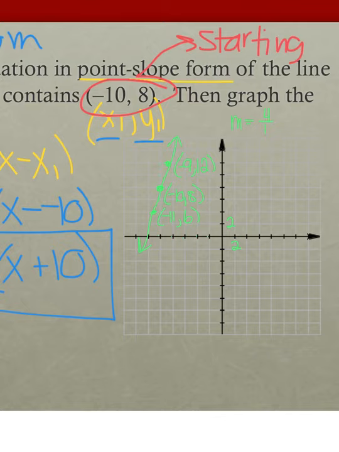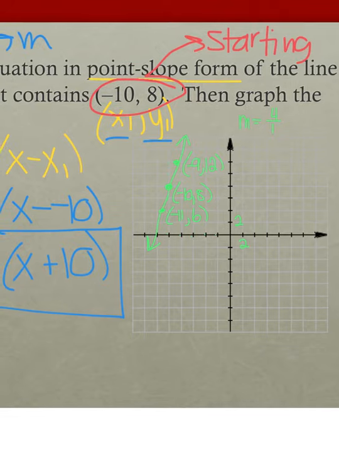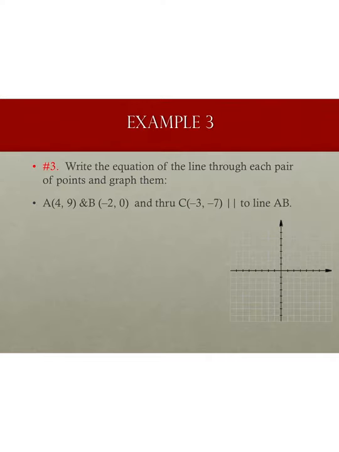Okay, so point slope form, always plot the point, that's your starting point, and then use the slope to get other points along the line. If you have slope intercept form, you always start at the y-intercept and then plot points based on your slope, more points. All right, so now we're going to get a little bit more complicated with example number 3.